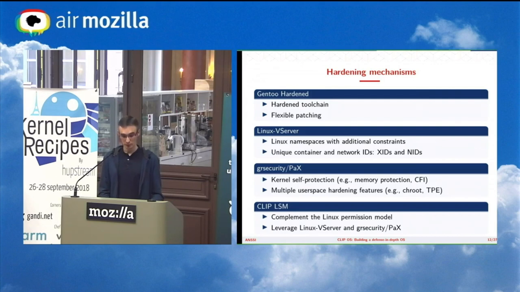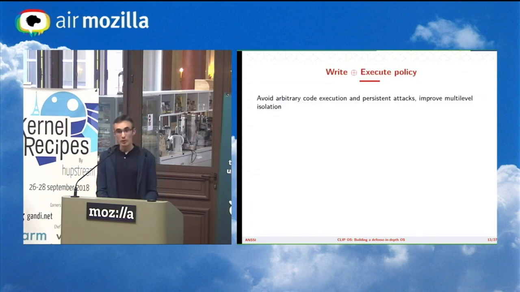So the idea here is not to bring something too new, but to try to improve what already exists in the Linux kernel to complement the Linux permission model. We also leverage Linux VServer and GRSEC features in a consistent way. One really important principle we try to follow in every part of the system is the write XOR execute policy. So the idea is, for example, if a user downloads a binary, he can write it on the partition in his home directory, but he should not be able to execute it. So this helps avoid arbitrary code execution and, more importantly, persistent attacks.